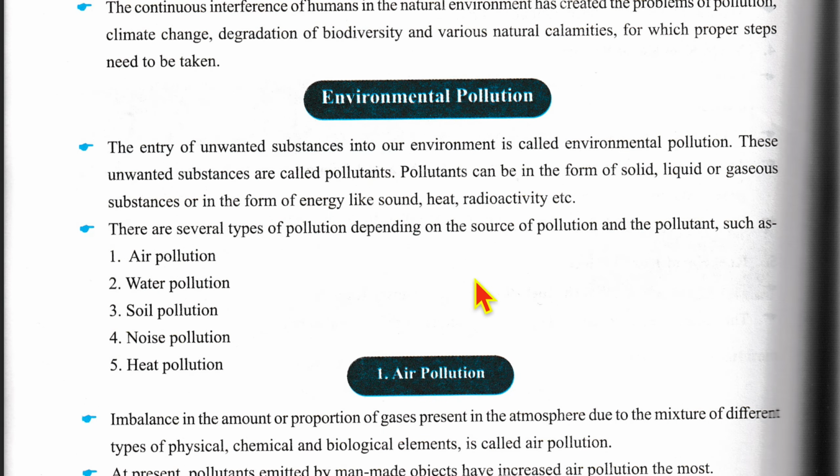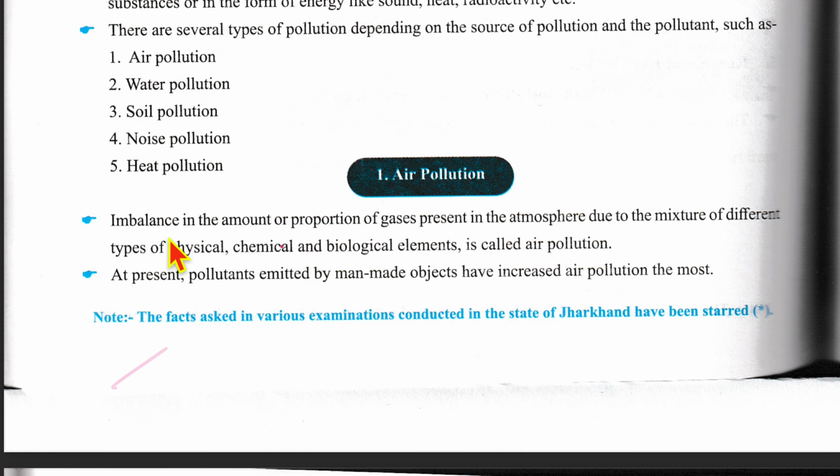Now, we'll consider environmental pollution. The entry of unwanted substances in an environment is called environmental pollution. These unwanted substances are called pollutants. Pollutants can be in the form of solid, liquid, gaseous forms, or in form of energy like sound, heat, radioactivity, etc. There are several types of pollution depending on the source of pollution and pollutants, such as air pollution, water pollution, soil pollution, noise pollution, heat pollution, etc.